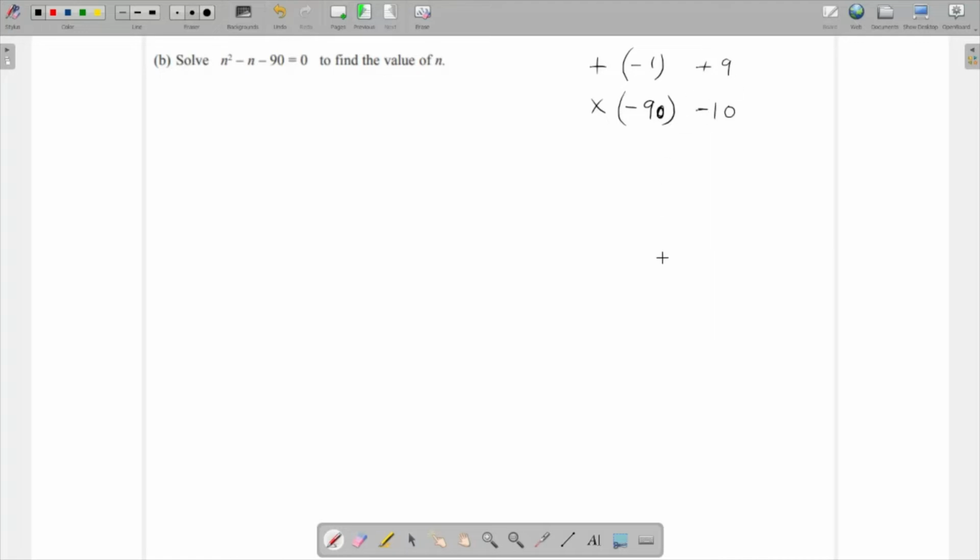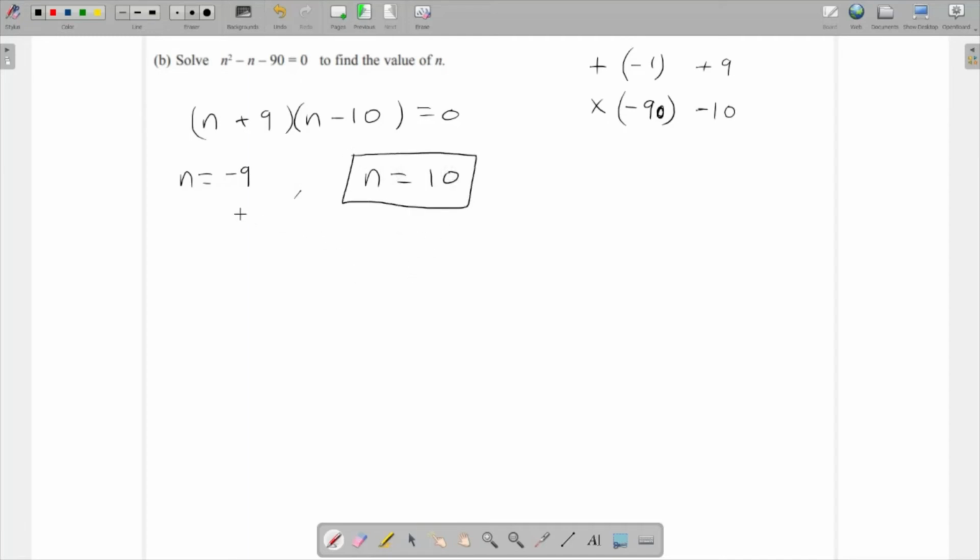So now we have our two numbers, positive 9 and negative 10. We just put them in two brackets. So n plus 9 and n minus 10. So we get two solutions here. n equals minus 9 and n equals 10. But we're only going to take n equals 10 because we need our value of n to be positive. And that's the end of the question.